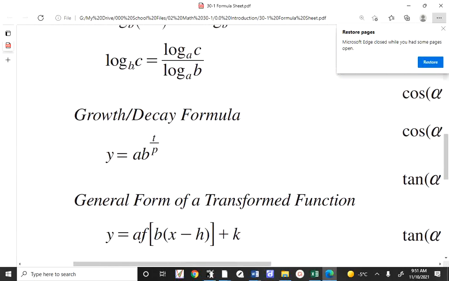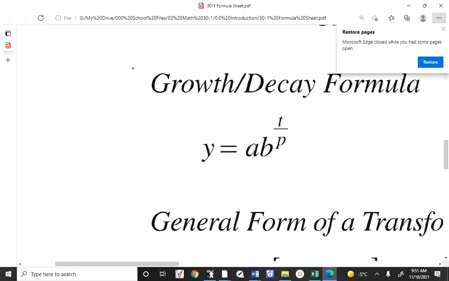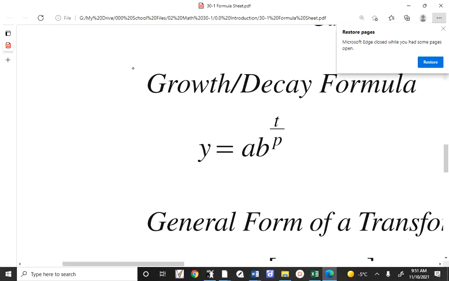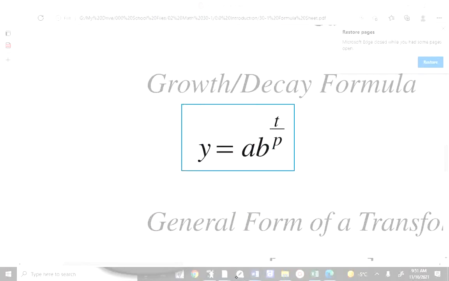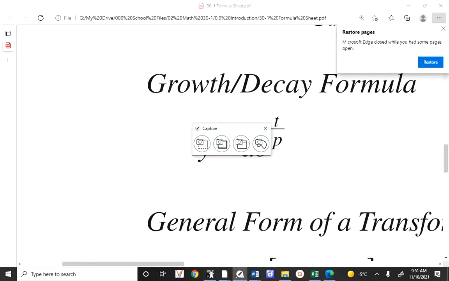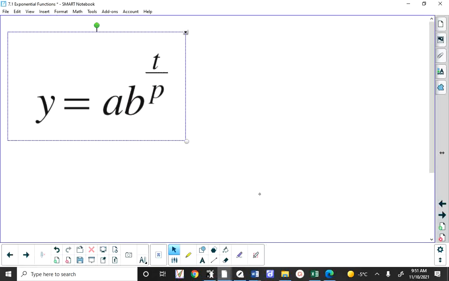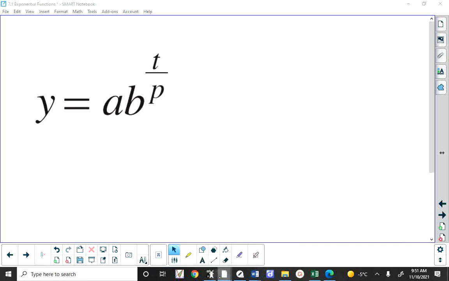Here's a growth and decay formula that we're going to talk about a little bit next week. Y equals a multiplied by b to the t over p. If we were to write this formula on your formula sheet down so that there is no vertical stretch, then this number is out of the game.